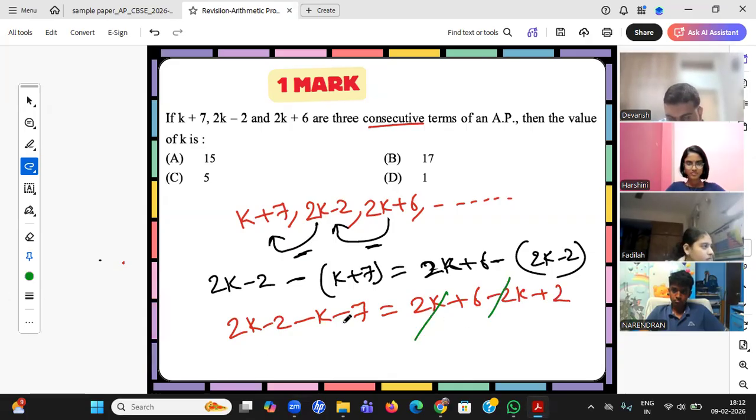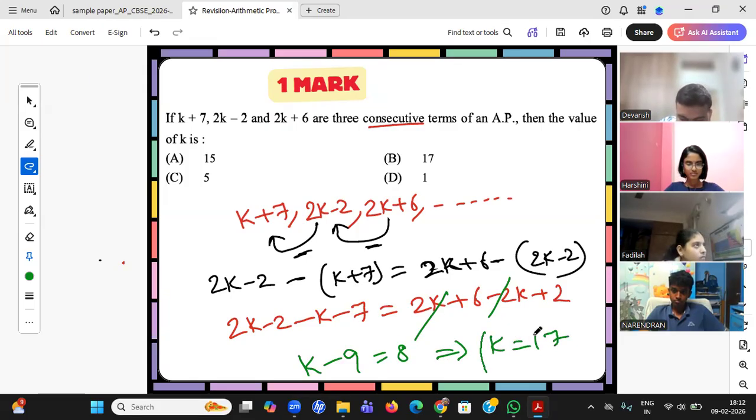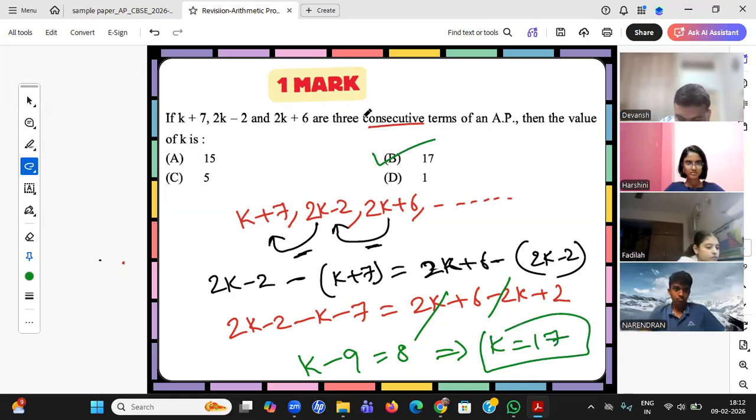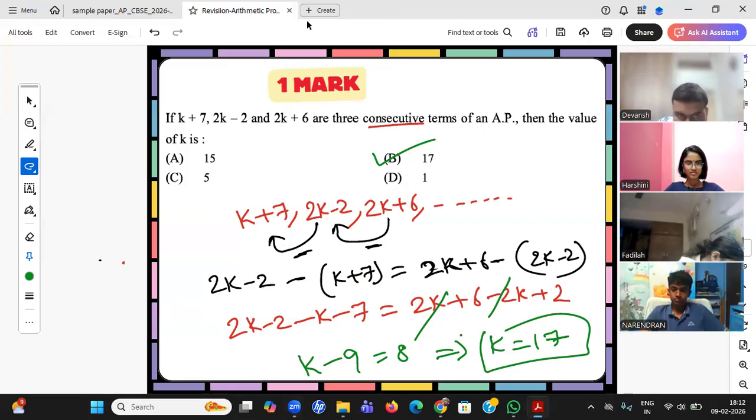2K minus K is K, minus 9 equal to 6 plus 2, 8. This implies K equal to 17. B is the answer, student. B is the answer. Yes, Fadila. So it's just common difference. If you match, you'll get the answer.